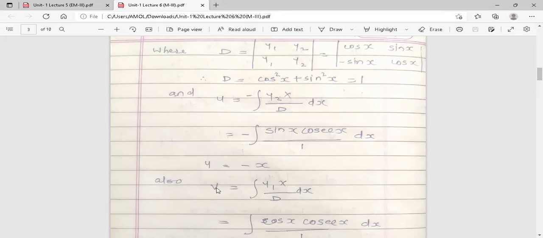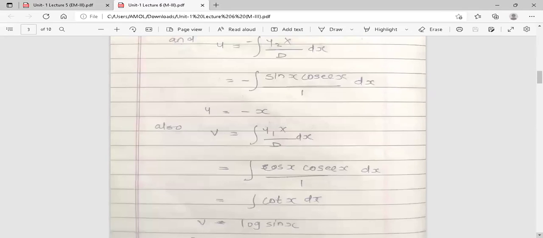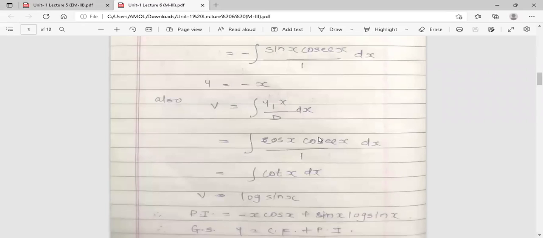Now how to find v? V is equal to the integration of y1 X upon D dx. Now what is y1? Y1 is cos x, X is cosec x, and the value of D is 1. We just put these values here and simplify it. Cosec x means 1 upon sin x.